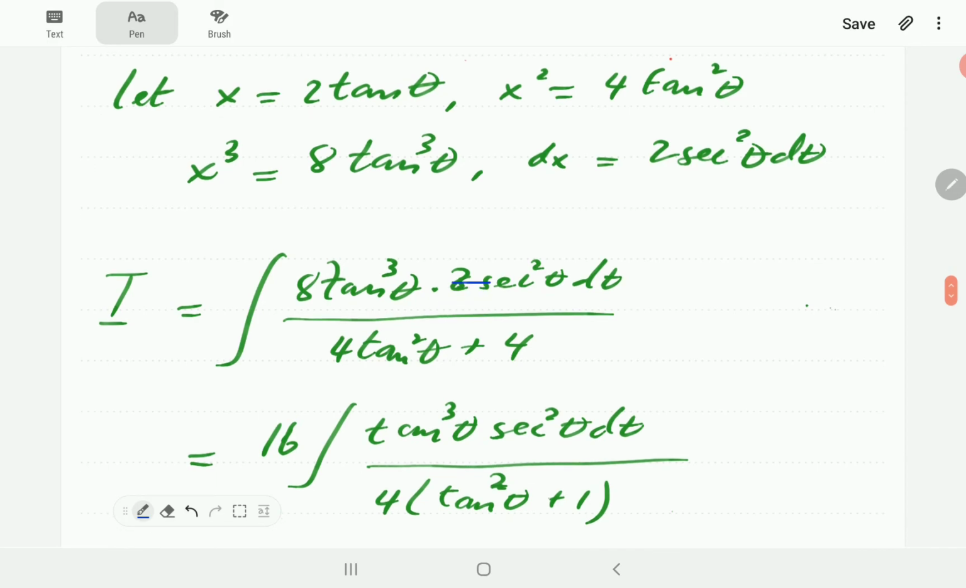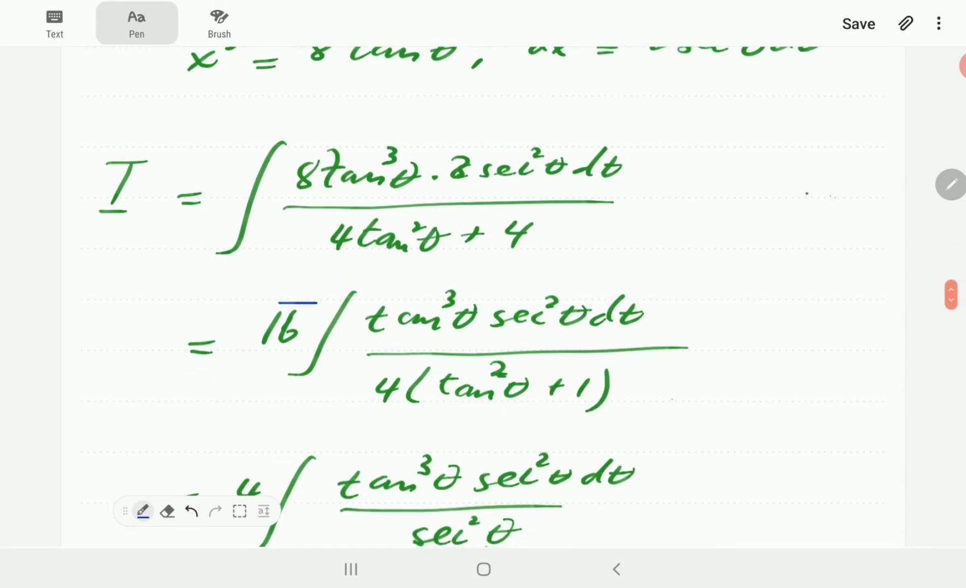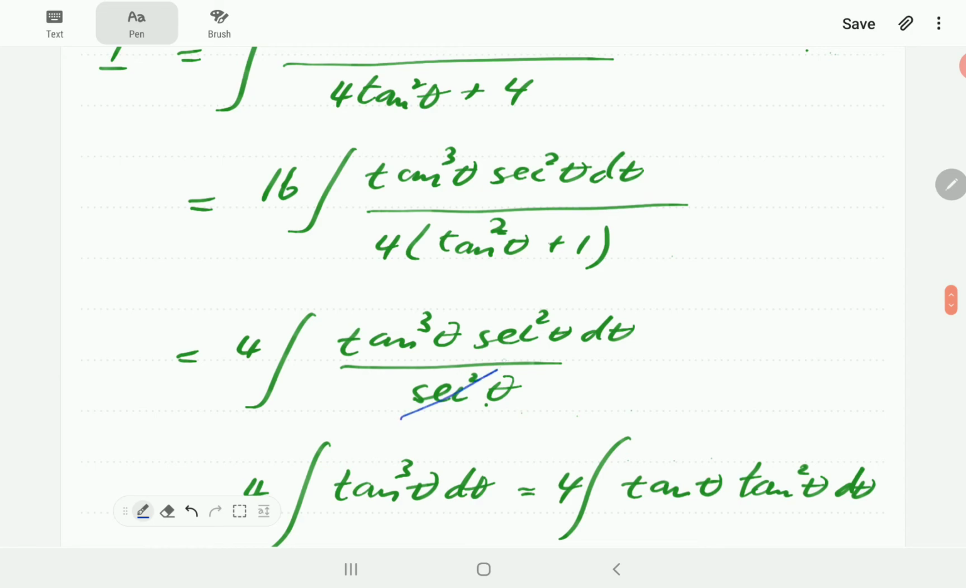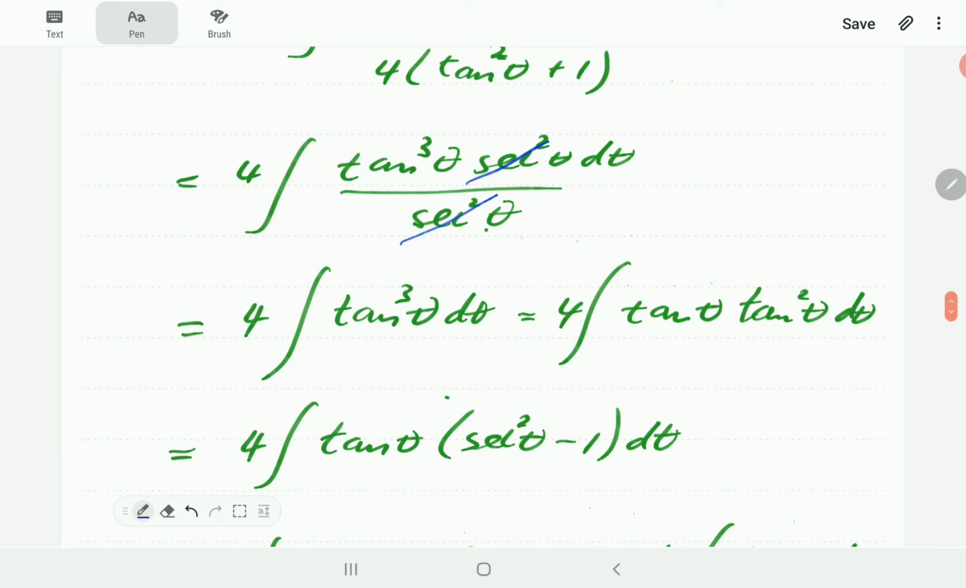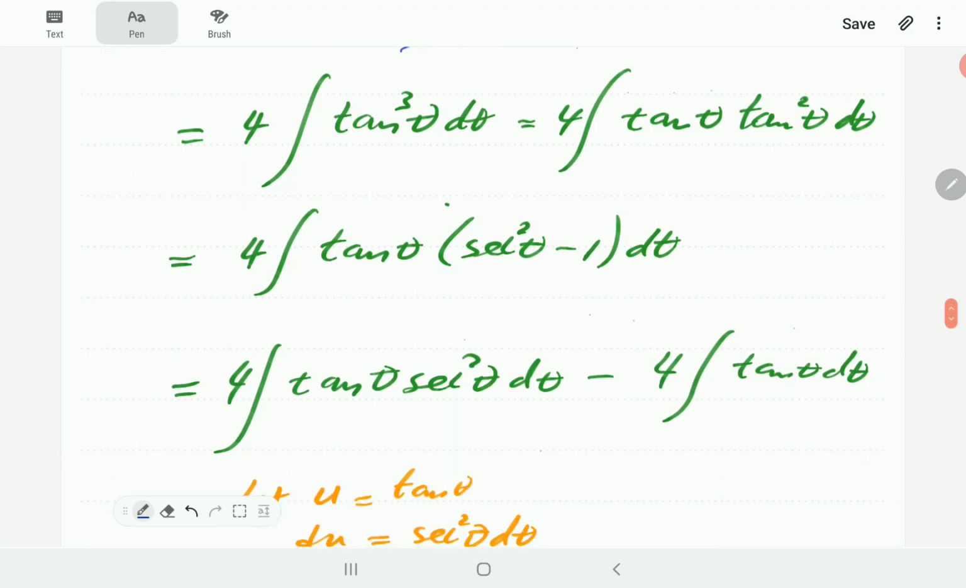And then if you plug in the constants, the numerator works out to 16. We factor out 4 here. This becomes secant squared. The secant squared cancels out. And so we've got 4 tangent cubed. And then again, from our studies on integrating powers of tangent and secant, you're going to remember here, we're going to write this as tangent times tangent squared. And the tangent squared we'll write in terms of secant.